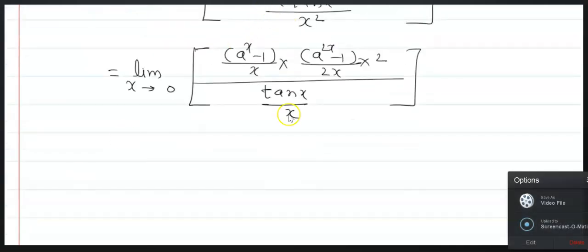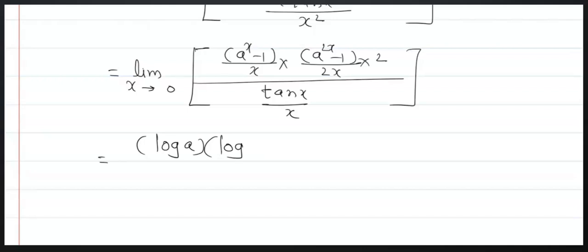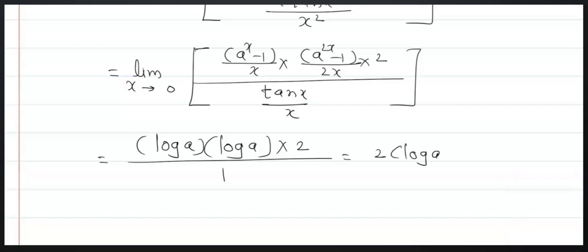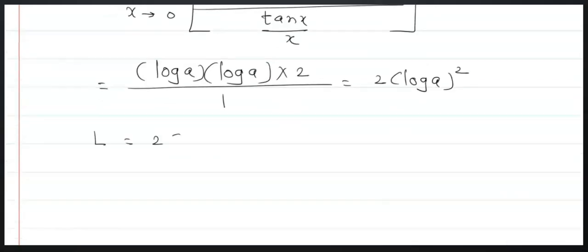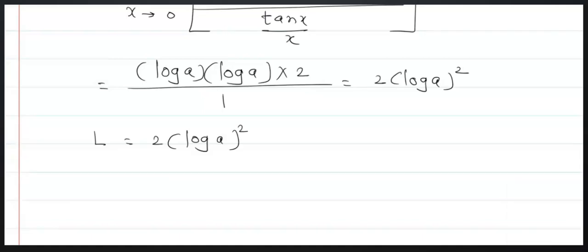x, one x gets cancelled. You will get tan x upon x. Therefore, the first is log a, the second is log a into 2 upon 1. That is 2 times the log of a, bracket square. Therefore, the answer is 2 times log of a, bracket square.